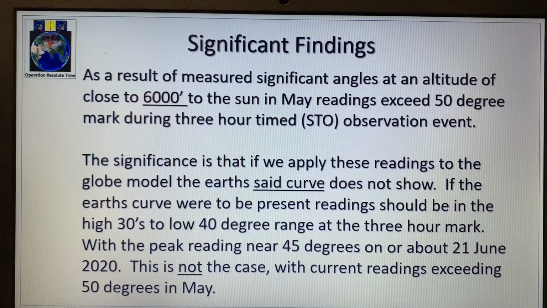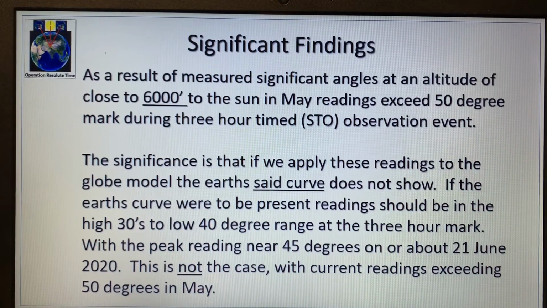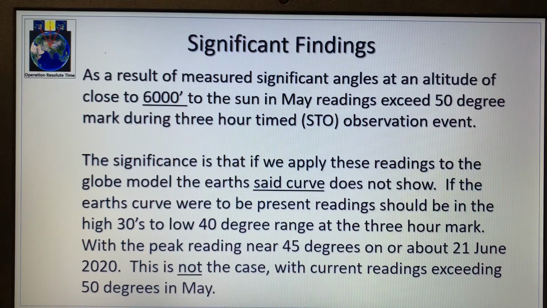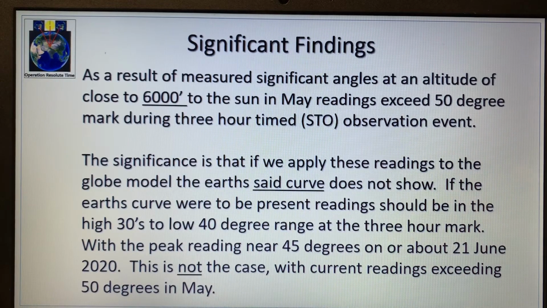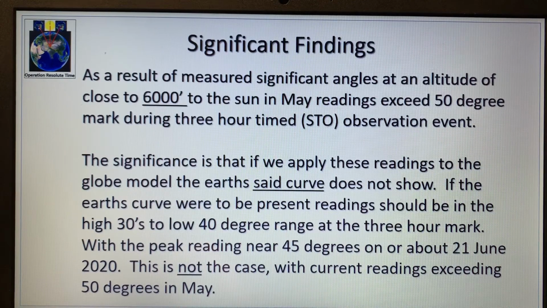The significance is that if we apply these readings to the globe model, the Earth's said curve does not show. If the Earth's curve were present, readings should be in the high 30-degree to low 40-degree range at the 3-hour mark during this time, and that's what it should really be. And again, it's up in the 50s, with the peak reading near 45 degrees on or about 21 June 2020. This is not the case with the current readings exceeding 50 degrees. So from our readings up here in Kabul to the sun, the curve is not showing itself, or the curve is not present. We've exceeded 45 degrees.